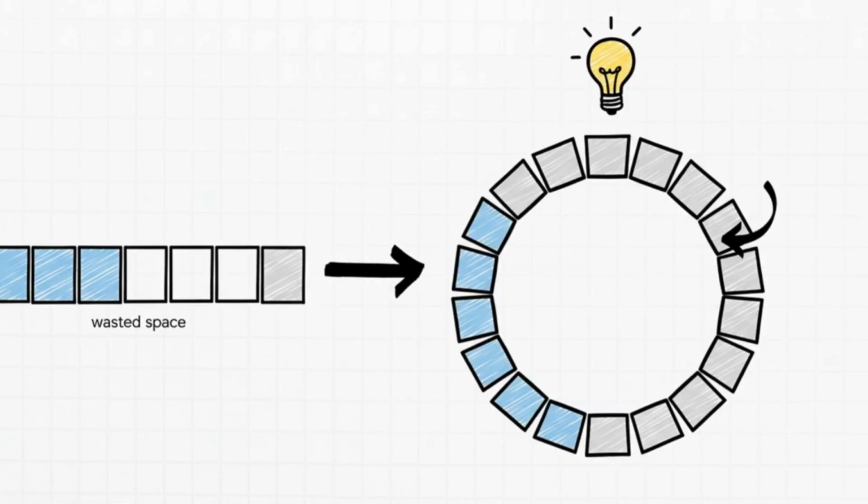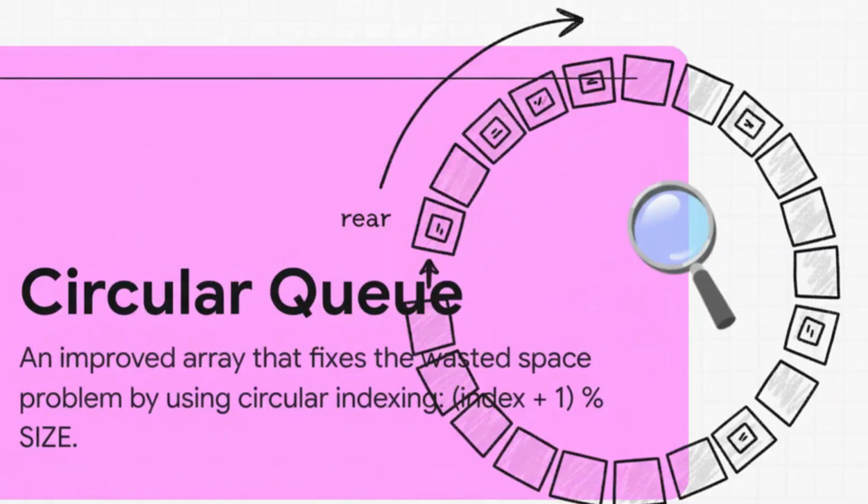So programmers came up with this brilliant fix. Instead of a straight line that just ends, what if the end of the line could loop back around to the beginning? This is the circular queue. The big idea here is that when the rear pointer hits the very last slot, it just wraps around to the start of the array to fill any of those empty spots we had before. It's done with a clever little math trick using something called the modulo operator. The bottom line is, no space is ever wasted. It's a fantastic, elegant solution.